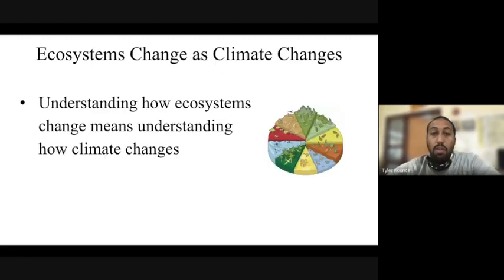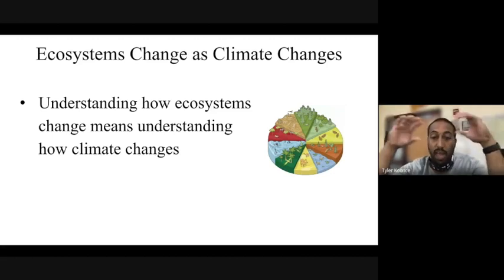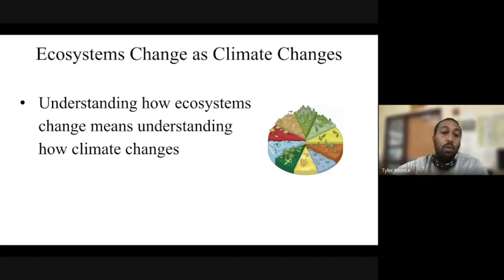The big thing is understanding how our ecosystems change in concert or in line with climate changes. And remember the difference between climate and weather. Climate is this bigger thing on a much larger scale than things like weather. Weather is a local area, what's happening in that exact place and exact time. Climate is what's happening over months and years.